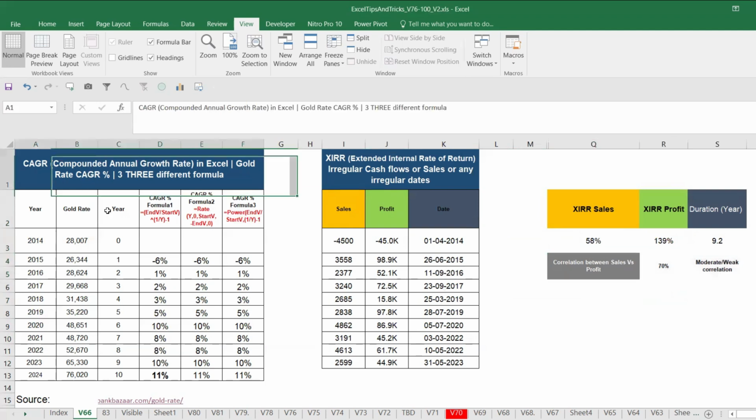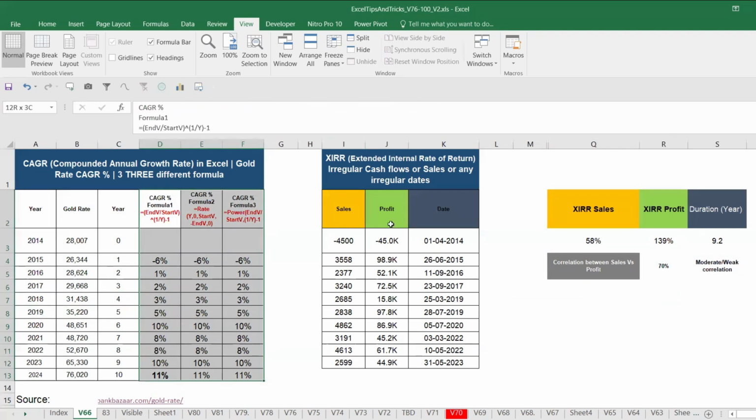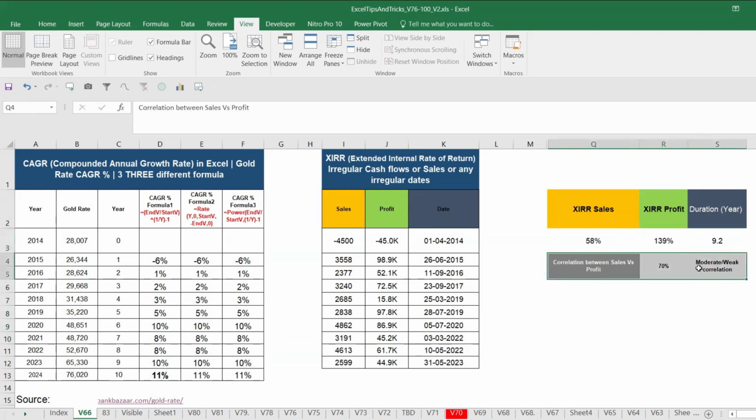We learned CAGR, three different formulas. We have learned XIRR, how it differs and why we need to use XIRR: irregular cash flow, sales, or anything. When you have values, we can use the XIRR formula. And then we have learned how to apply the duration formula. And then we also learned additionally how to see the correlation between these two variables.